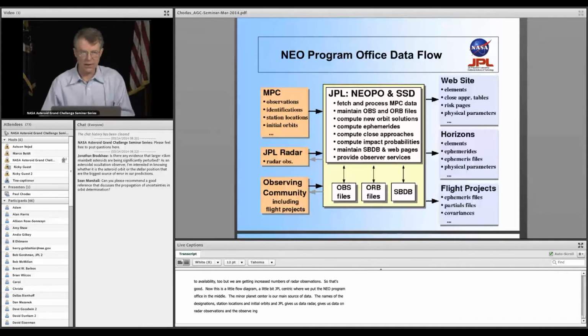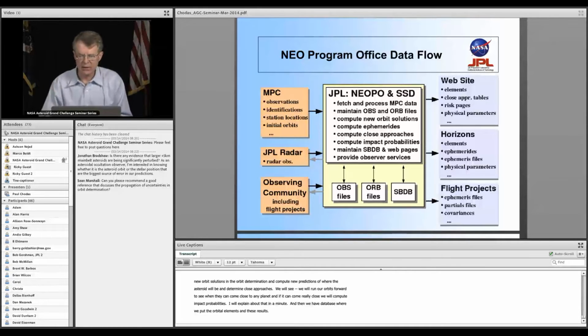Now, what we do in our NEO program office here is we'll fetch the data, and this is done automatically, by the way, fortunately, because there's so many objects. We will fetch the data, get the observations, get the initial orbits, compute new orbit solutions in the orbit determination, then compute new ephemerides, which means predictions of where the asteroid will be, determine close approaches. We'll run our orbits forward to see when they can come close to any planet, not just the Earth. And then if it can come really close, we'll compute impact probabilities. I'll explain about that in a minute. And then we have a database where we put the orbital elements and these results.